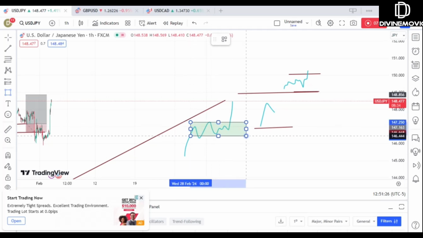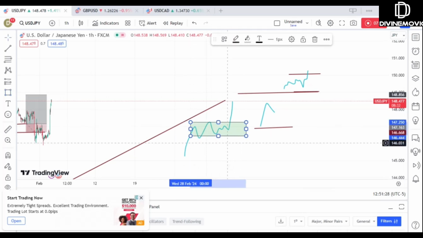Now this is where the demand zone is always at. This place is a demand zone. Rally base rally. So what I'm going to expect for now at this place, if this is occurring at this place, is for price to come back.